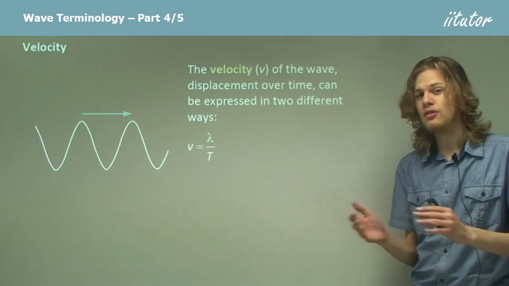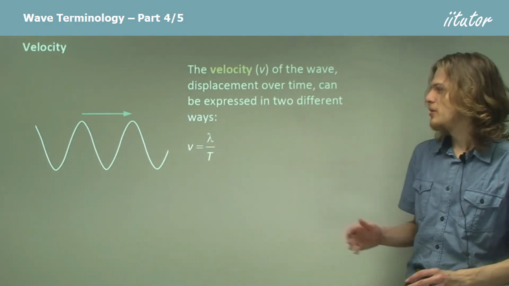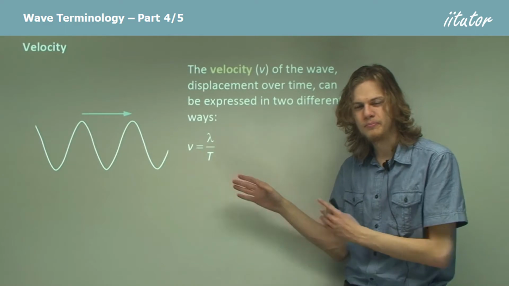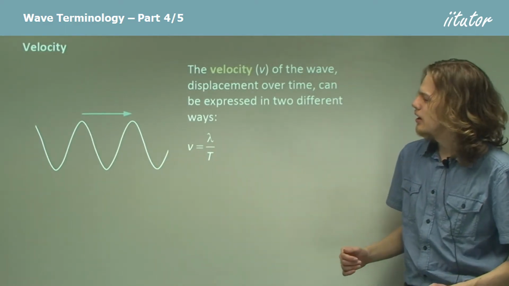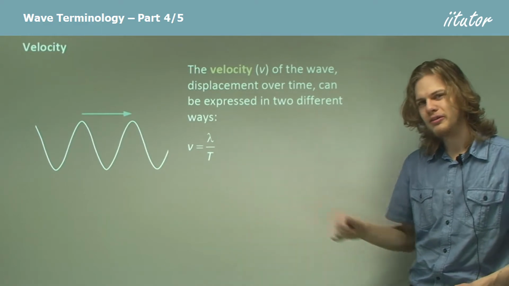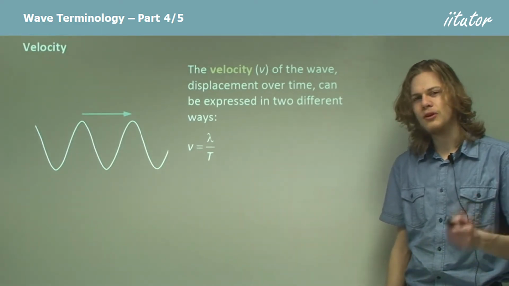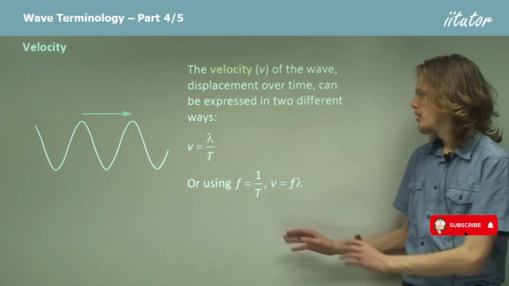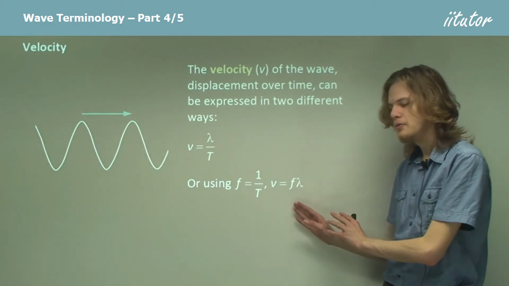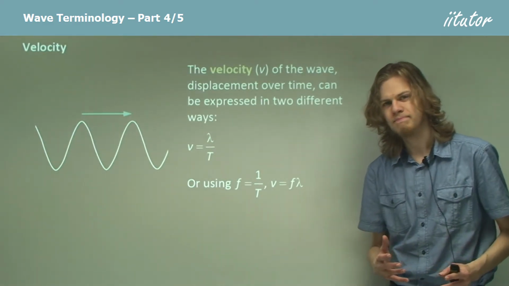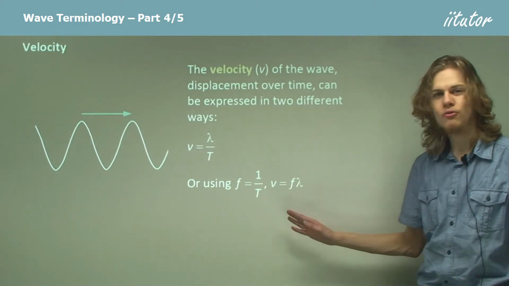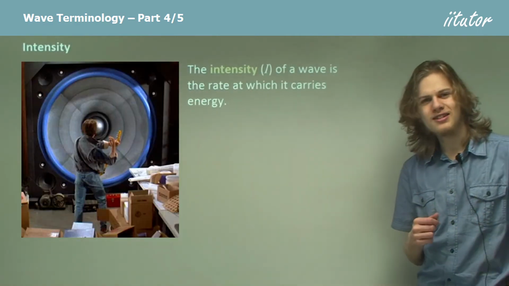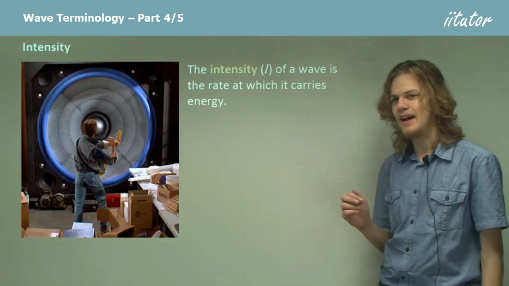We can say it's wavelength over period, because this will be the distance traveled, the wavelength, over the time that it took, the period. But hang on, don't we have an equation for period? We relate the period to the frequency. That means that we can measure the velocity of a wave with the wave equation. Velocity equals frequency times wavelength. So if we know the wavelength and we know the frequency, we can figure out exactly how fast the wave is going.